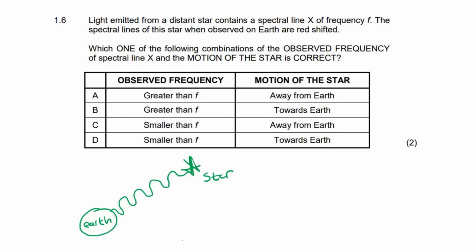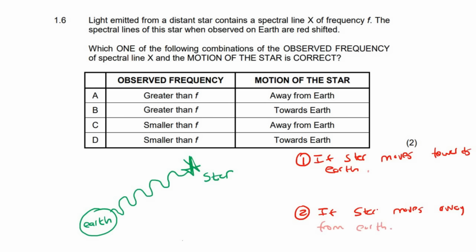Now, I'm going to show you 2 scenarios quickly. Number 1 and number 2. So this is number 1: if the star moves towards Earth. And then number 2, if the star moves away. So if the star moves towards Earth, we need to think about the Doppler effect.